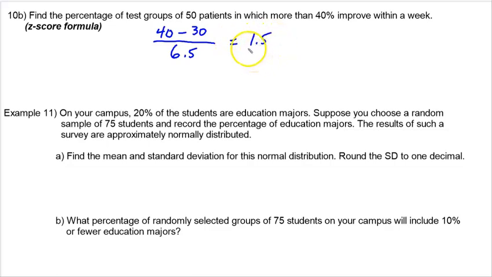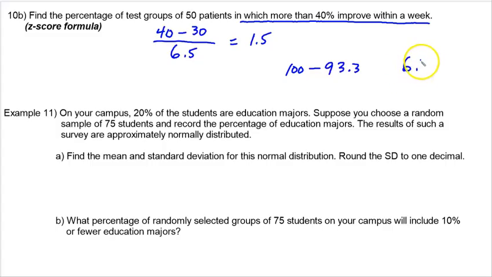We go back to our table, 6.2, back on page 29, and we look up the percentile score for a z-score of 1.5, and that's 93.32. But this is more than 40% will improve. The 93.32 would be 40% or less. So here again, we have to do the subtraction. So 100 minus 93.3, and that gives us 6.7%.